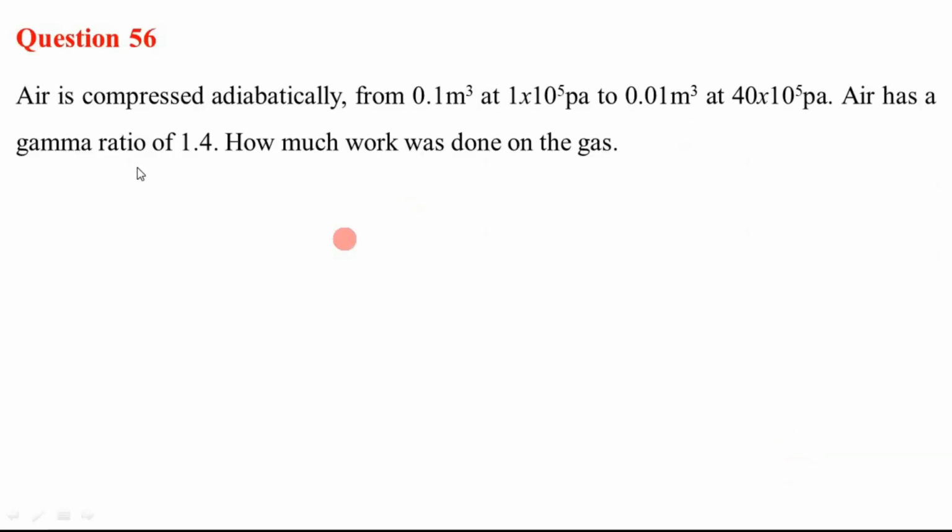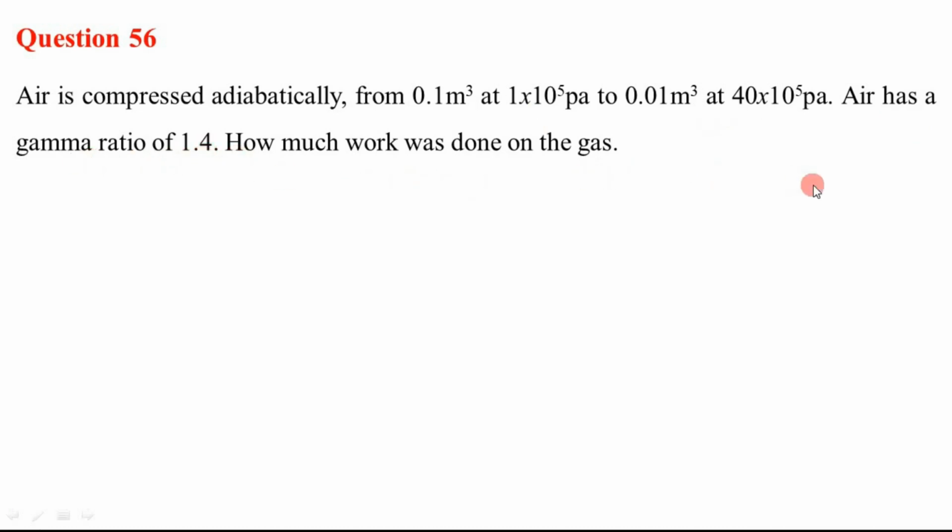Now let's move to question 56. Question 56 is saying air is compressed adiabatically. We have an adiabatic compression from this volume to this volume. The pressure, you can see, is times 10 power 5. The pressure also is changing. Air has a gamma ratio of 1.4. How much work was done on the gas?